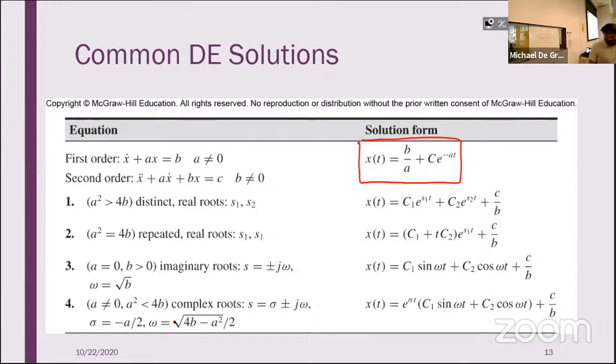In this class, we're not going to use i as our imaginary number. We're going to use j. Okay. We'll get into that more so when we start talking about second order systems. These are well documented and well tabulated, right? This is not the only table that exists with standard solution forms for common differential equations.